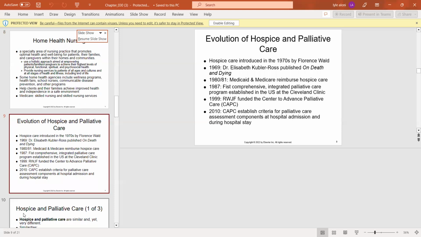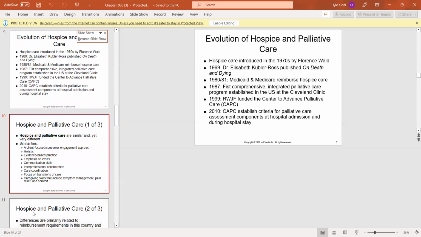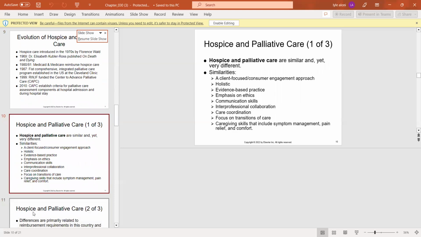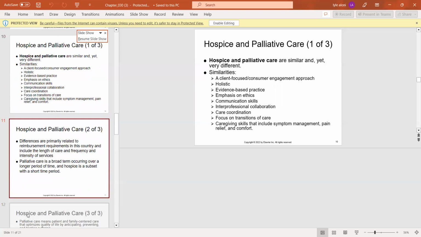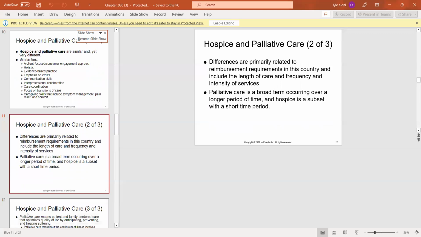We look at the evolution of hospice and palliative care. Hospice and palliative care are similar and yet very different. So we have similarities with its holistic, evidence-based emphasis on ethics, communication skills, care coordination, focus on transition of care. And then when we take a look at our differences, they're primarily related to the reimbursement requirements in the country and the length of care and intensity of services. Palliative care is a broad term occurring over a longer period of time, and hospice is a subset.